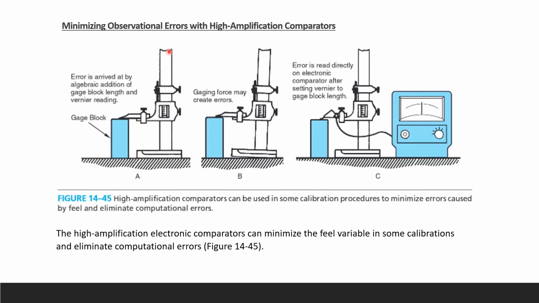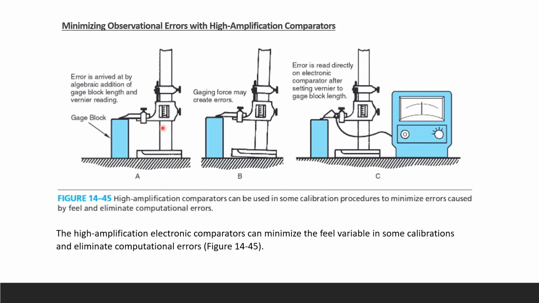We're going to minimize the observational errors with high amplification comparators. These comparators can be used in some calibration procedures, and we use them to minimize errors caused by the field variable and eliminate computational errors. So when you look at it, there's your gauge. In this setup, the error is arrived at by algebraic addition of gauge block length and vernier reading right there. That's your vernier.